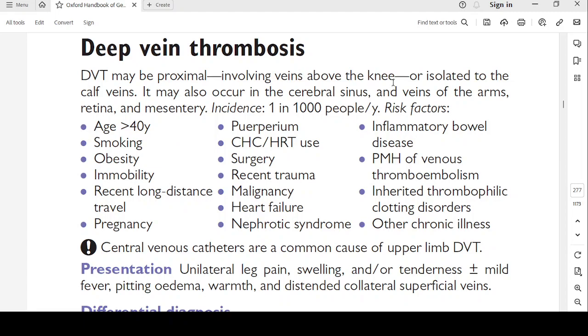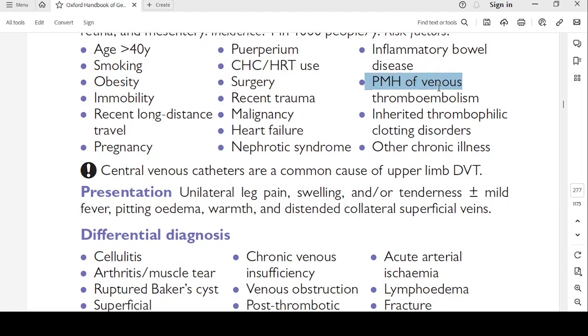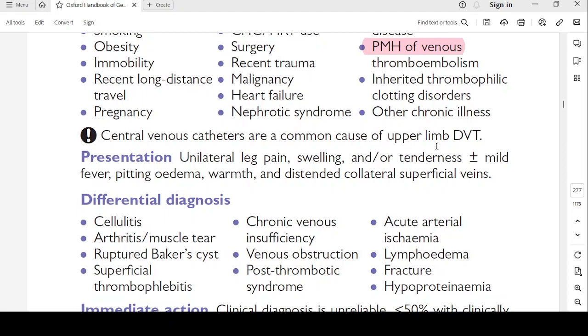DVT may be proximal, involving the veins above the knee, or isolated to the calf veins. It may occur in the cerebral sinus and veins of the arms, the retina, and the mesentery. Incidence is 1 in 1,000 people. Risk factors of DVT are age more than 40, smoking, obesity, immobility, recent long distance travel, pregnancy, puerperium, CHC or hormone replacement therapy use, surgery, recent trauma, malignancy, heart failure, nephrotic syndrome (a pro-inflammatory procoagulant state), inflammatory bowel disease, PMH of venous thromboembolism, inherited thrombophilic clotting disorders, and other chronic illness. You may comment in the comment section what PMH is. Central venous catheters are a common cause of upper limb DVT.